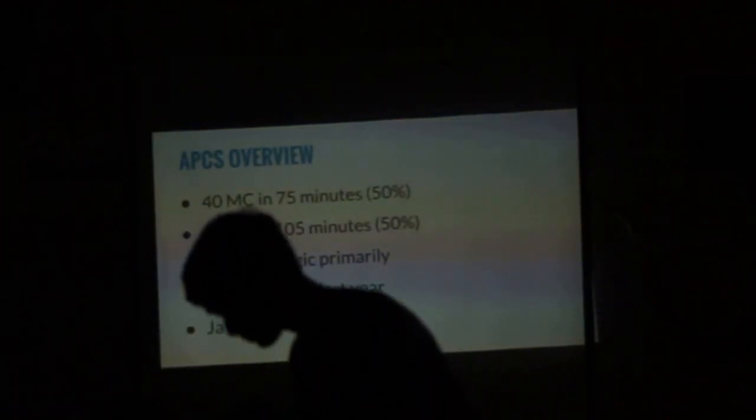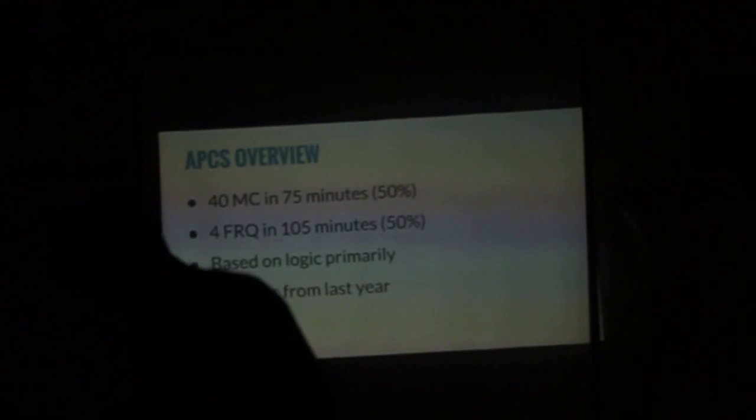Okay, so now I'm going to overview the AP Computer Science test. The test is 3 hours in total: 40 multiple choice questions in 75 minutes, so you have a little bit less than 2 minutes per question, which is a pretty good amount of time. And then 4 free response questions in 105 minutes, so you have about an hour and 3/4.